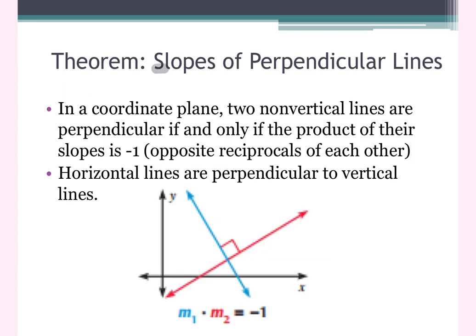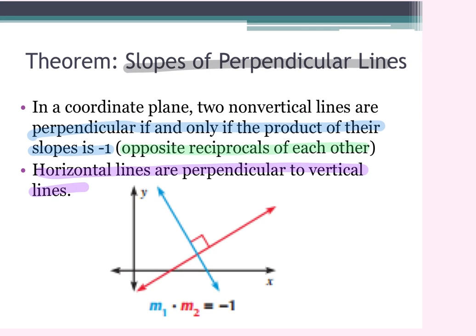Slopes of perpendicular lines, also from algebra, we know that two non-vertical lines are perpendicular if and only if the product of their slopes is -1, or their slopes are opposite reciprocals of each other. Horizontal lines are always perpendicular to vertical lines. So one has the slope of 0, flip that, change its sign, and it's undefined, and that would be the vertical one.